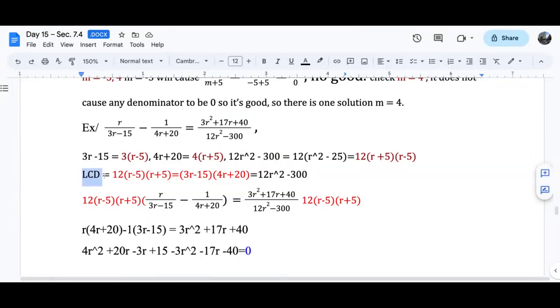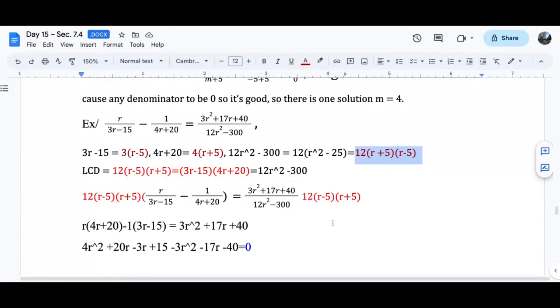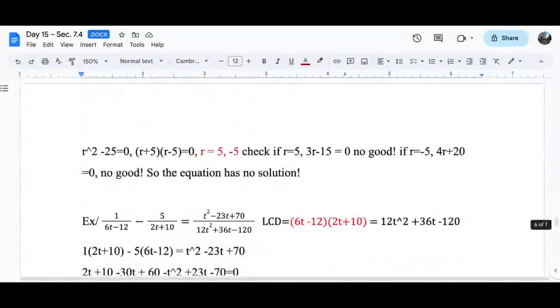So the LCD of the three is just the last one's denominator, 12r squared minus 300, which is 12 times r plus 5 times r minus 5. So that's the LCD. Then we just multiply the LCD on both sides. Then we simplify. In the end, we get r squared minus 25 equals 0. Right? So difference of two squares, split. Then we get two results. Now let's check 5 for r.